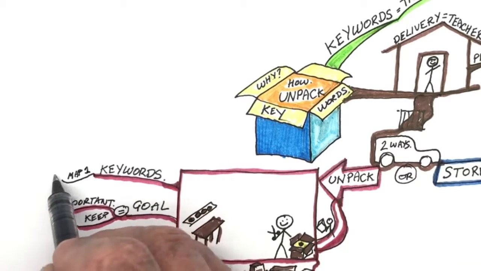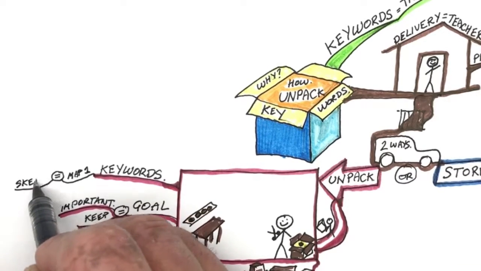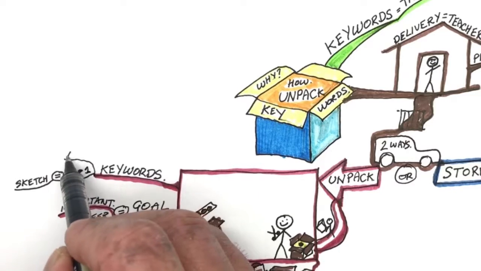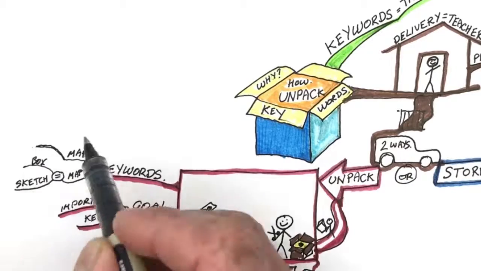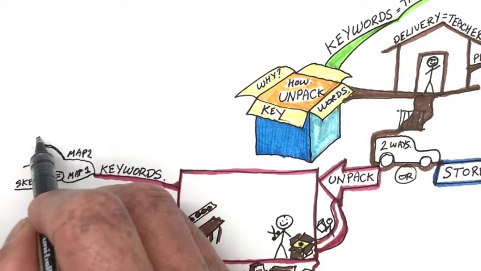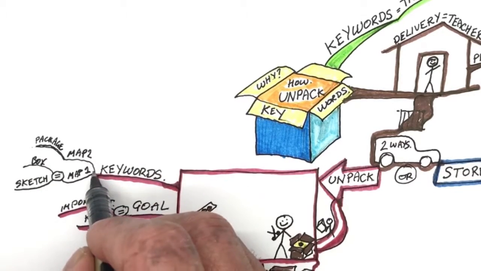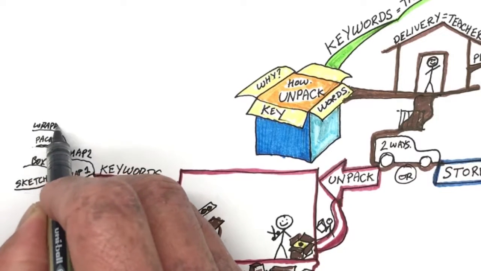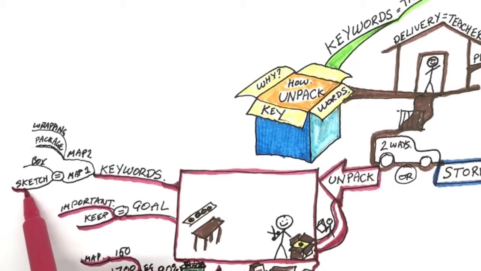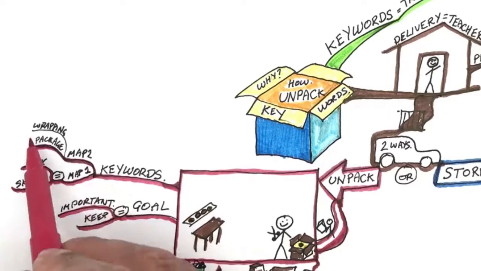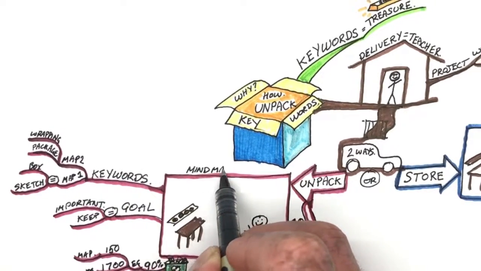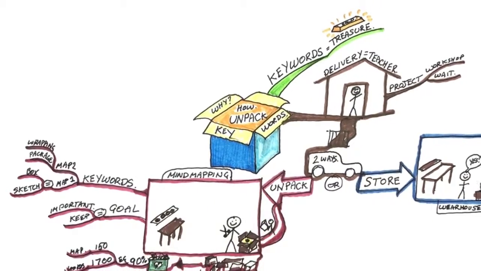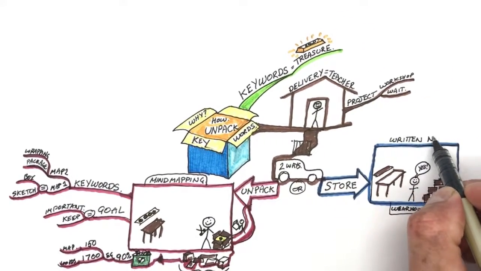So let's take, for example, the first mind map you do, the sketch map. It unpacks the boxes, the outer packaging, the outer words. And then your second map unpackages the packaging and the wrapping. So you maybe get rid of a few more words in your second version of your mind map. And so each time you mind map, you're taking more of the packaging away and getting more to the point.